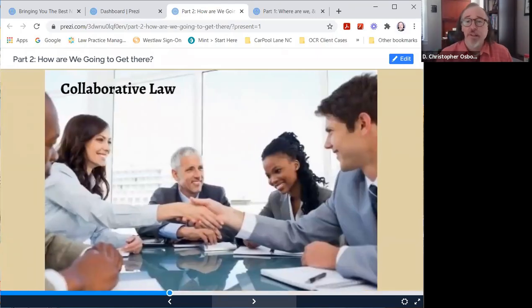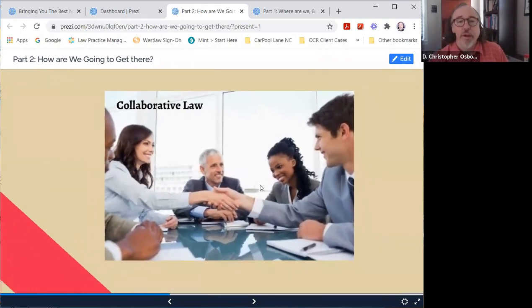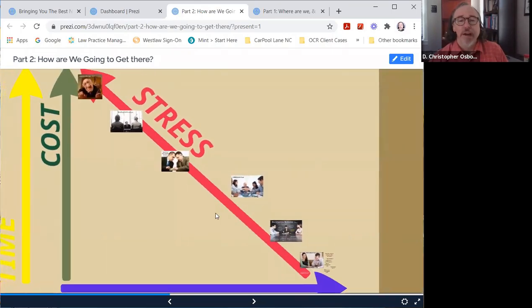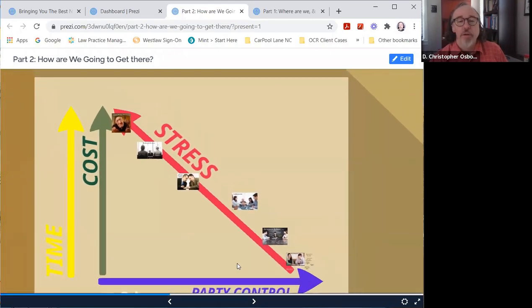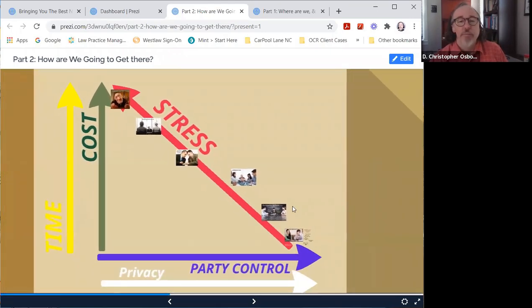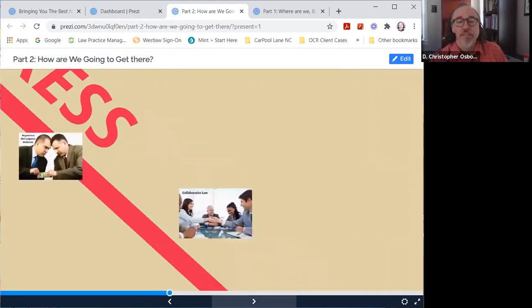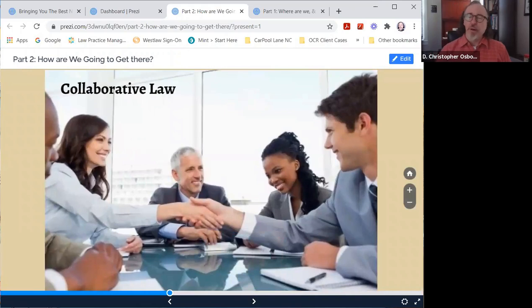The next option that is on the scale, and let me see if I can pull out just a little bit so you can see where we are on the big picture here. We're moving a little bit backward on the scale of stress and backwards on the scale of party control and privacy. And we're moving a little bit more investment of time and higher costs, but this is almost a not quite middle of the road option. It's called collaborative law. You may hear it referred to as collaborative divorce or collaborative family law.